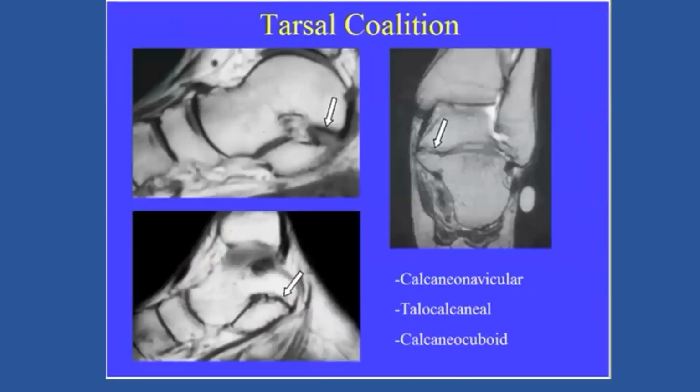Don't forget about coalition. You can have synchondrosis, synostosis, and syndesmosis. An MRI would show it very well, and the CT scan, definitely. They will be well demonstrated by CT scan. I think CT is far more accurate than MRI in demonstrating them. You can have a calcaneonavicular, talocalcaneal, and a calcaneocuboid coalition.